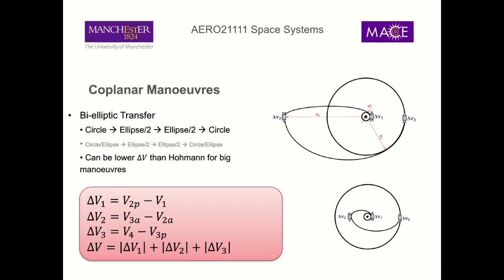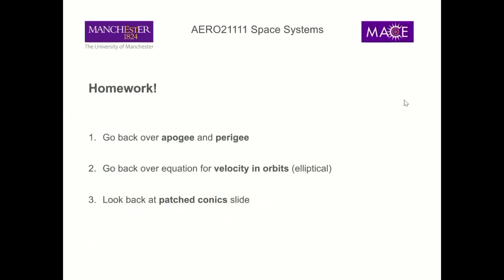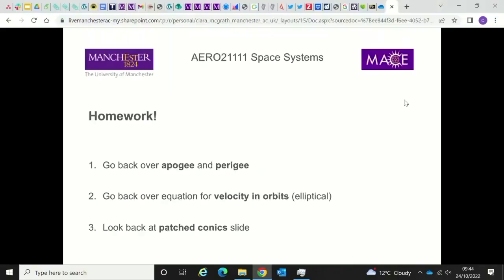And to be clear, when you calculate the delta V, it's all exactly the same. You're calculating the delta V on the 2 orbits at the point where you're applying your thrust, the difference between them to get the delta V, and you add them all up to get your total. Okay. Right, and that is everything that I wanted to cover today, I think.